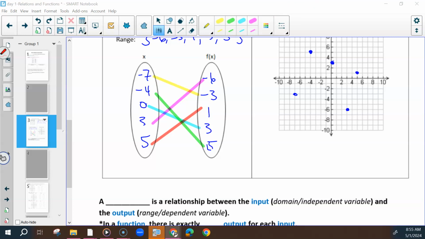So then, those are the 4 different ways we can represent a relation: a mapping, a graph, ordered pairs, a table. You have to recognize each one.